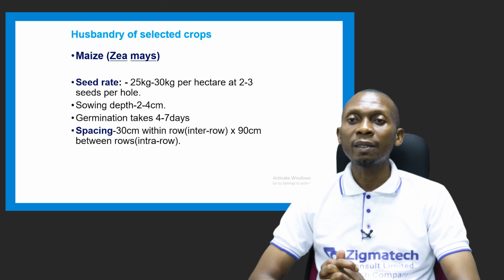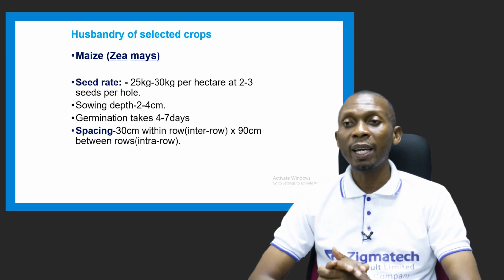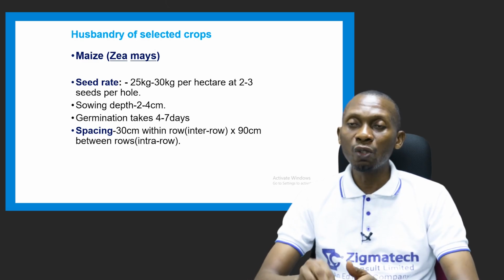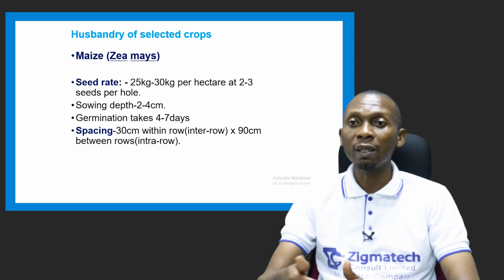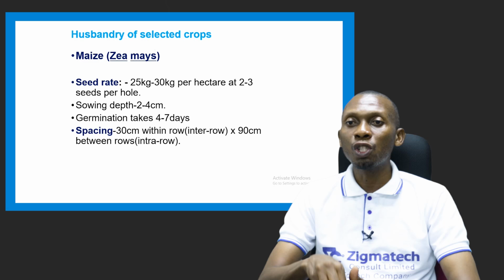Now the seed rates, it requires 25 kg to 30 kg per hectare. Remember, a hectare is 10,000 square meters, at 2 to 3 seeds per hole. So for each hole that you plant, remember the spacing. Okay, we'll talk about spacing. At each stand where you sow, you put 2 to 3 seeds, and the depth at which you will dig the soil is 2 to 4 centimeters.